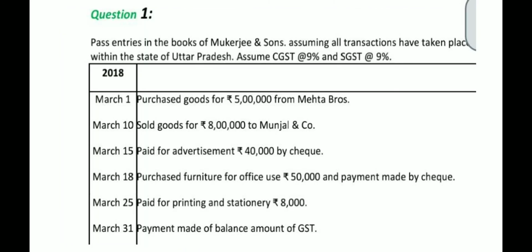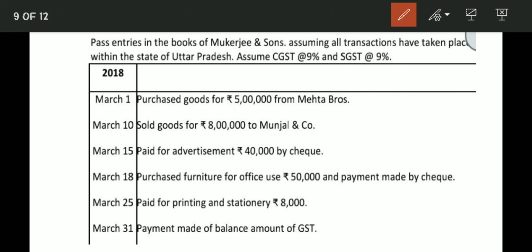Quite simple. Now this is the first question of your practical from DK Goel. The first question says: pass the entries in the books of Mukherjee and Sons, assuming all the transactions have taken place within the state of Uttar Pradesh. So it is intrastate transactions. Assume CGST and SGST are 9%. Both are 9%. Purchase of goods for 5 lakh from Mehta Brothers.